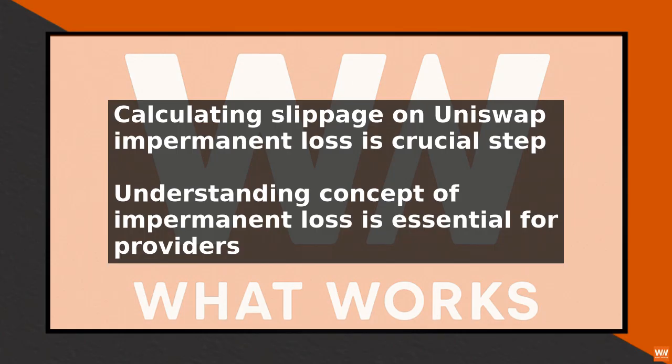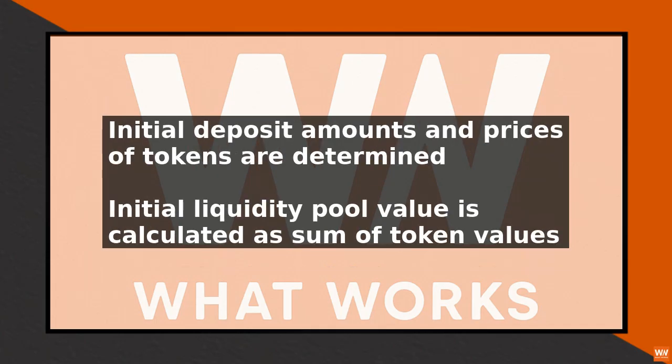The first step is to determine the initial deposit amounts and prices of the two tokens in the liquidity pool. For example, let's say we have token A and token B, with initial deposits of 1,000 units of token A and 1,000 units of token B, and initial prices of $1 per token A and $1 per token B. The next step is to calculate the initial liquidity pool value, which is the sum of the values of the two tokens. In this case, the initial liquidity pool value is $2,000.